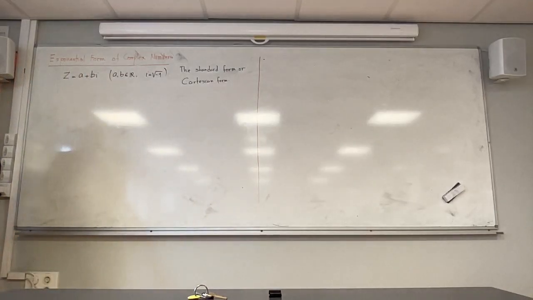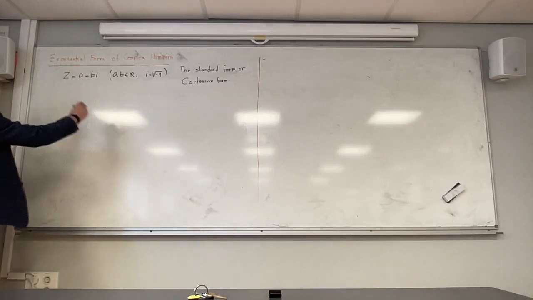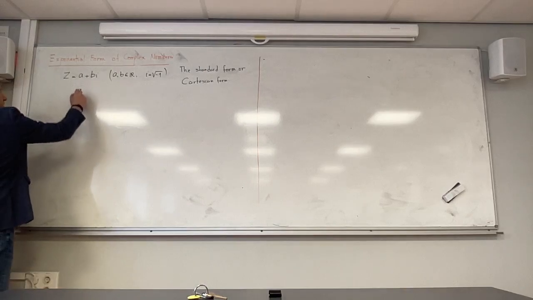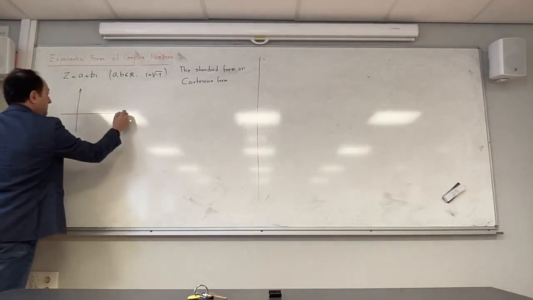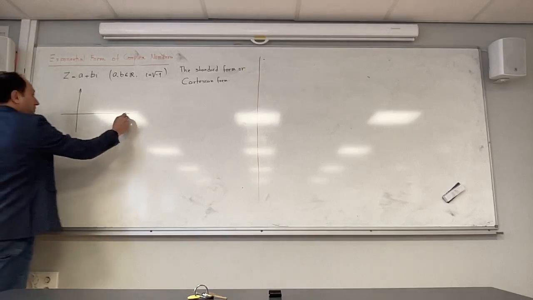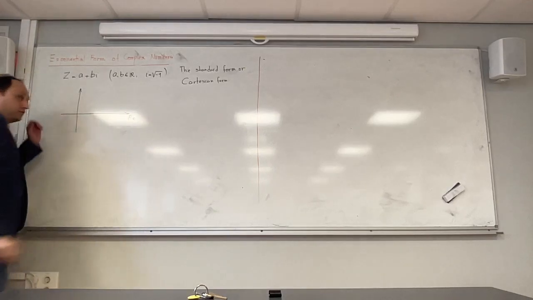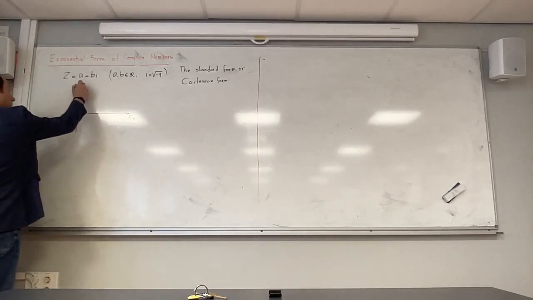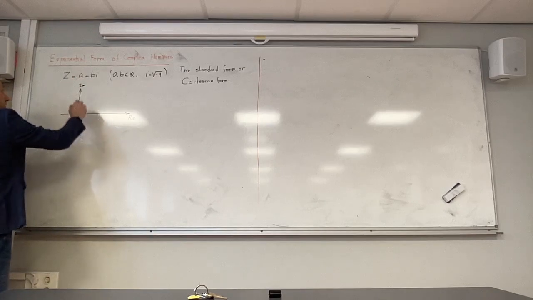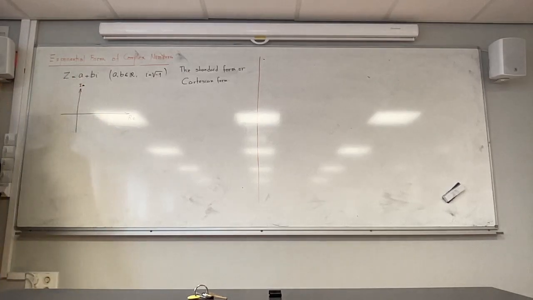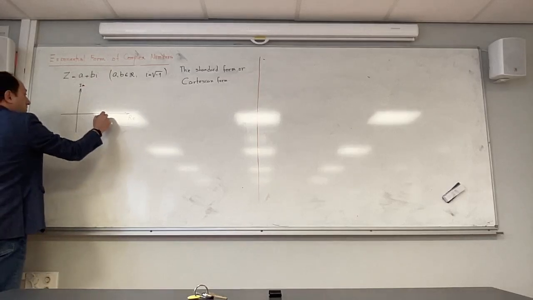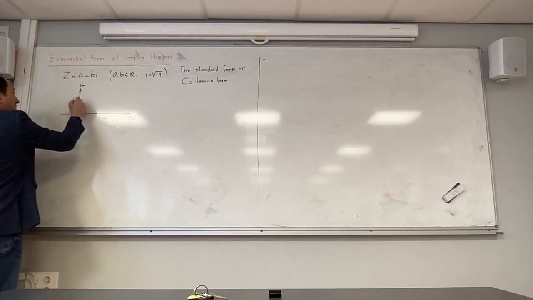Then we introduced the notion of the complex plane, which was essentially the same as the normal plane, but we relabeled the axes with Re for real and Im for imaginary. Then we could represent every complex number on the complex plane as a point or as a vector. As a point, this is the real part, this is the imaginary part.